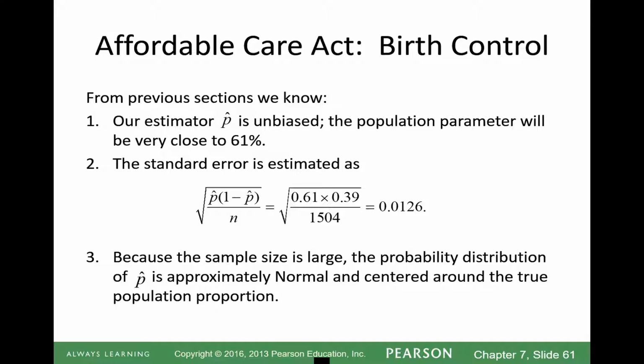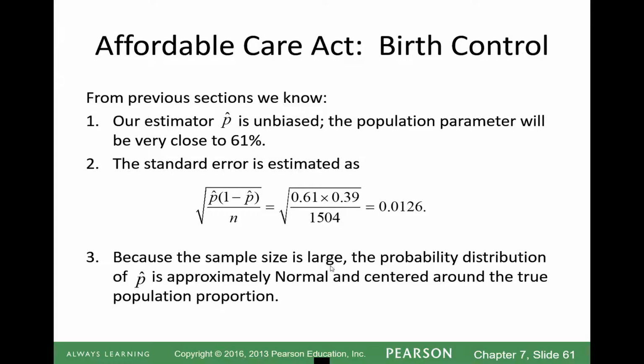From previous sections, we know that p is the population proportion, and that our sample proportion is unbiased. The population parameter will be very close to 61%. The standard error is estimated as the square root of p hat times 1 minus p hat, divided by n. You can plug in here and find the standard error to be 0.0126.